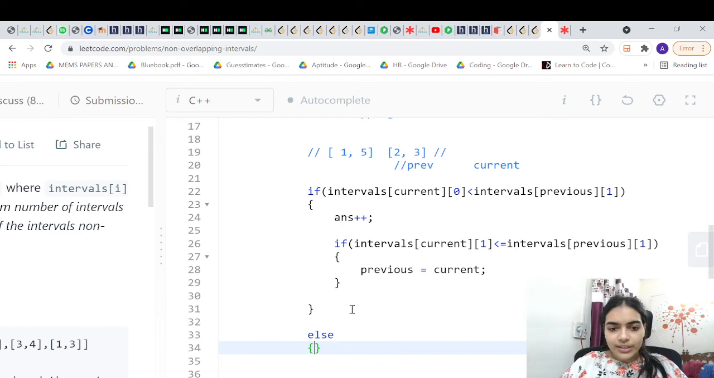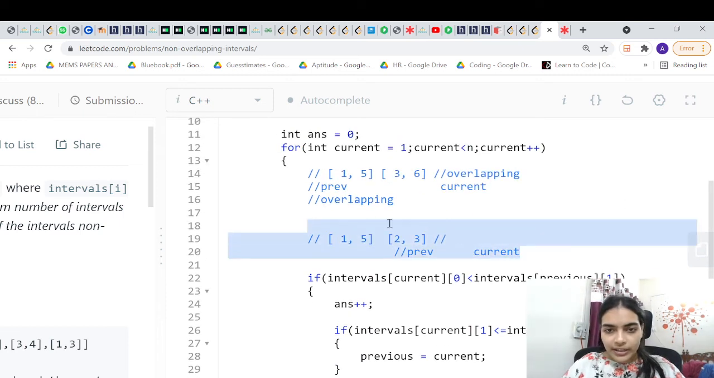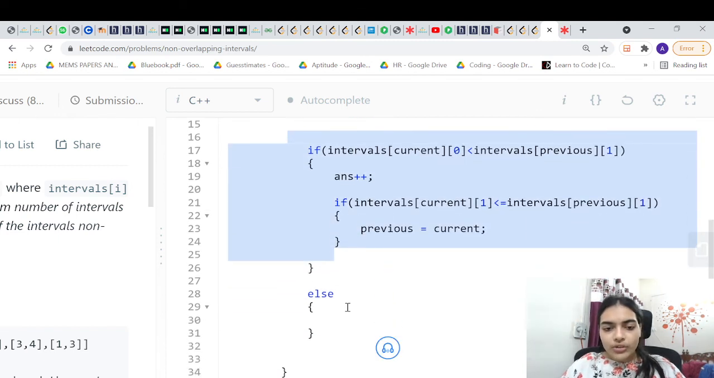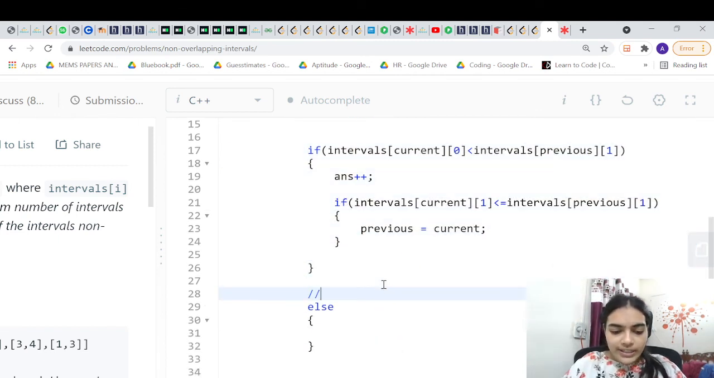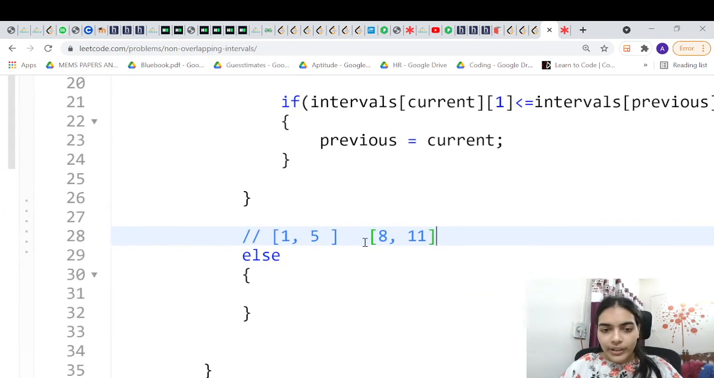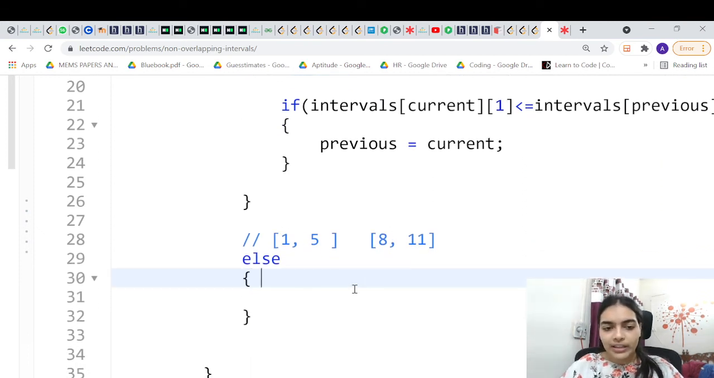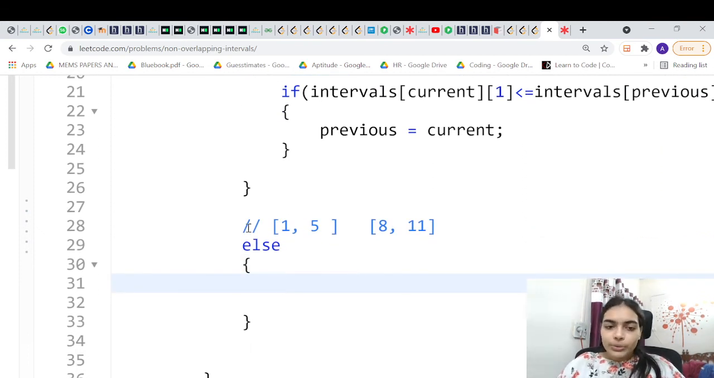So this was the case when it was overlapping. Now let me delete all this. We have taken this example. If it is not overlapping, what will you do? Let's take another example quickly. If we have 1 5 and let's say something like 8 11, when the intervals are not overlapping at all, what will you do? You need not do anything. You need not increase your answer or anything at all. You will just change your previous.